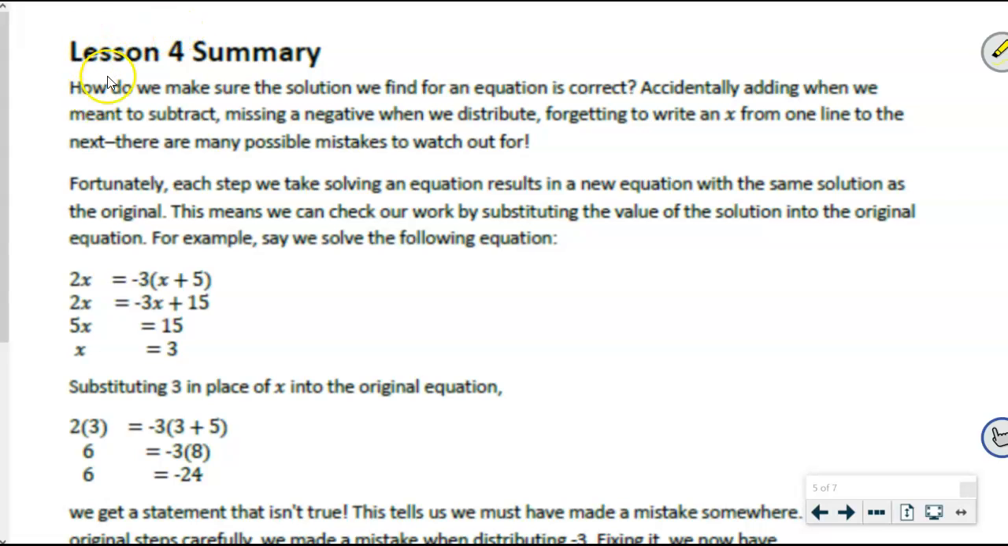How do we make sure the solution we find for an equation is correct? Why is there talking right now? I am trying to highlight and read through a summary.